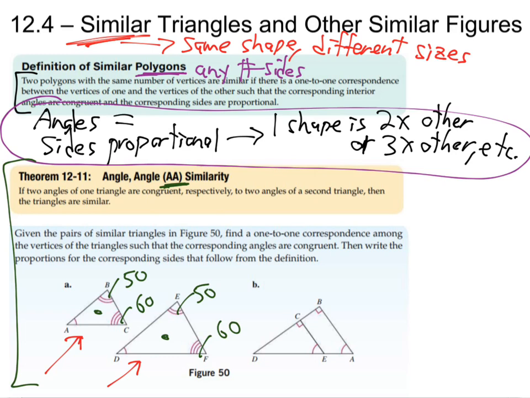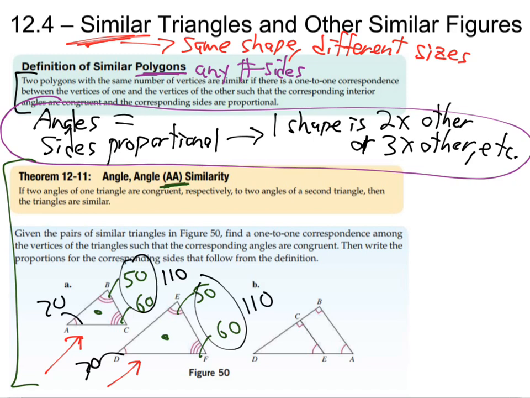So if they've got two angles the same, right? So what do 50 and 60 add up to be? 110. So how much is left? Same thing here, right? How much is left for the third angle? 70. So the third angle would have to be 70, and same thing there. So if you have two angles the same, you've really got three angles the same, don't you?